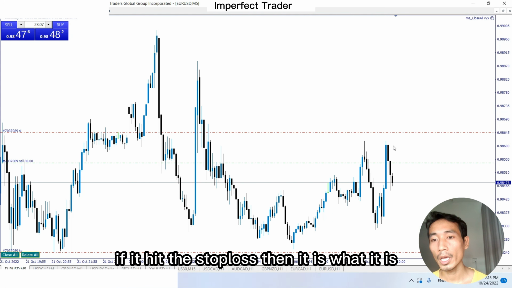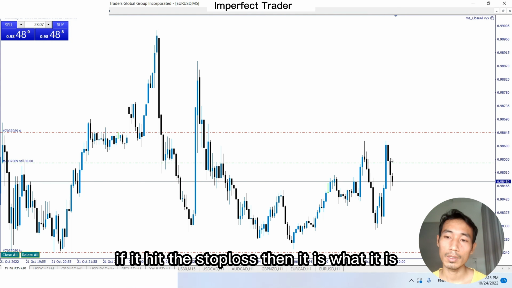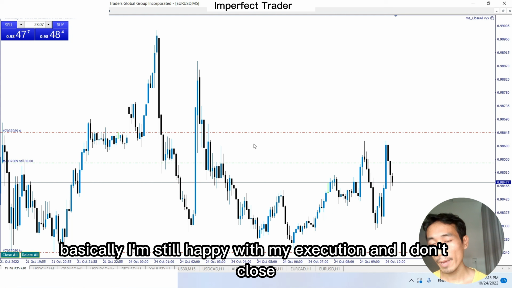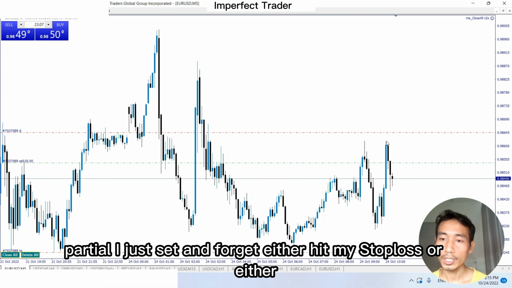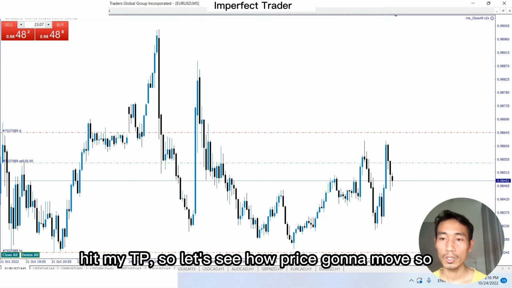If it hits the stop loss, then it is what it is. Basically, I'm still happy with my execution, and I don't close partial. I just set and forget. Either it hits my stop loss or it hits my TP. So let's see how price is going to move.